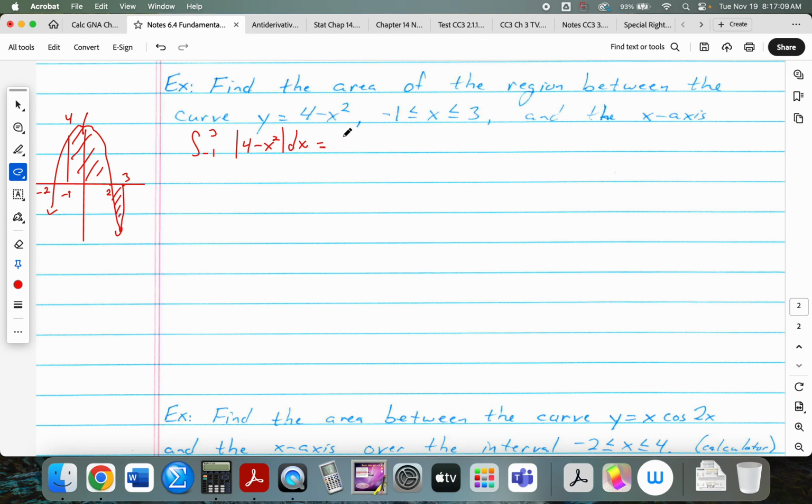So I'm going to split this integral into 2 parts. It'll be from -1 to 2 of 4 minus x squared dx. Then I'm going to take the opposite of what the integral gives me from 2 to 3 of 4 minus x squared dx.